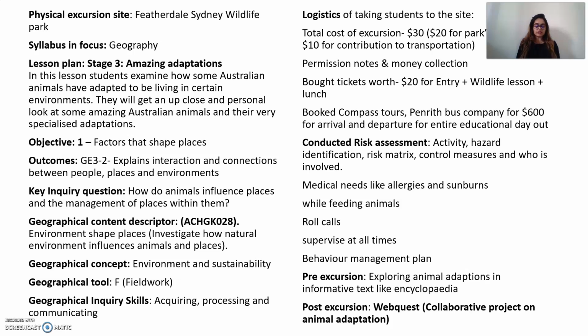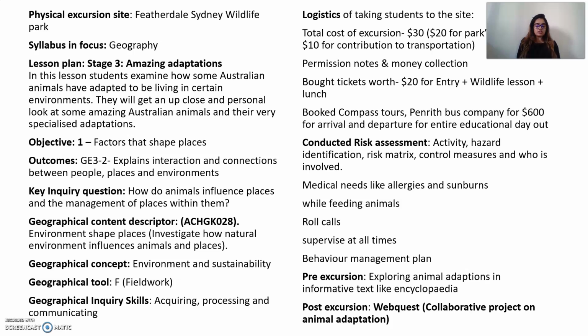The planning for this excursion starts with a key inquiry question: how do animals influence places and management of places within them? The geographical content descriptor for this activity is ACHGK028, environment shapes places, as students investigate how the natural environment influences animals and places while at the park and also during pre and post excursion learning engagements. The geographical concept is environment and sustainability. The geographical tool is fieldwork and the geographical inquiry skills they will be demonstrating are acquiring, processing and communicating.